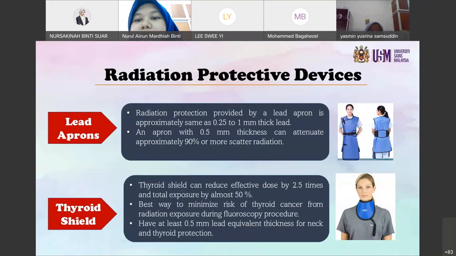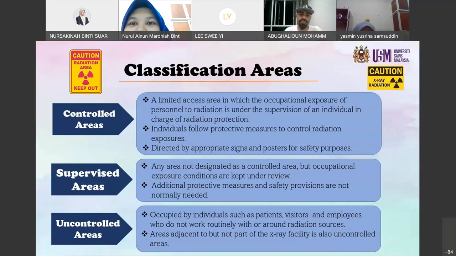Hi everyone. And now I'm going to talk about the classification of areas. There are three areas: controlled, supervised, and uncontrolled areas. First one, controlled: a limited access area in which the occupational exposure of personnel to radiation is under the supervision of an individual in charge of radiation protection. Here, individuals follow protective measures to control radiation exposure, directed by appropriate signs and posters for safety purposes.